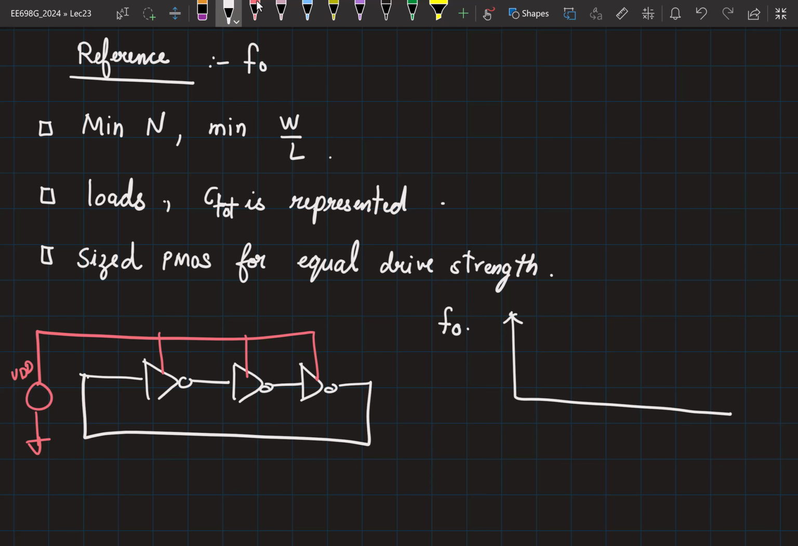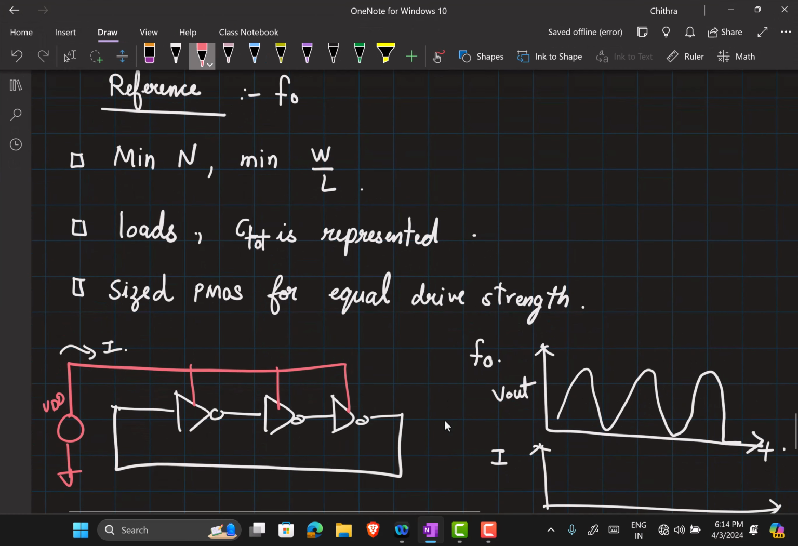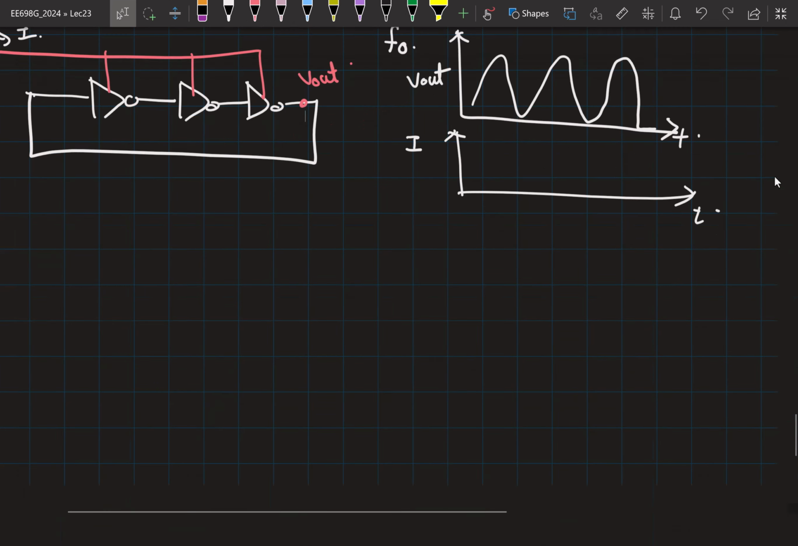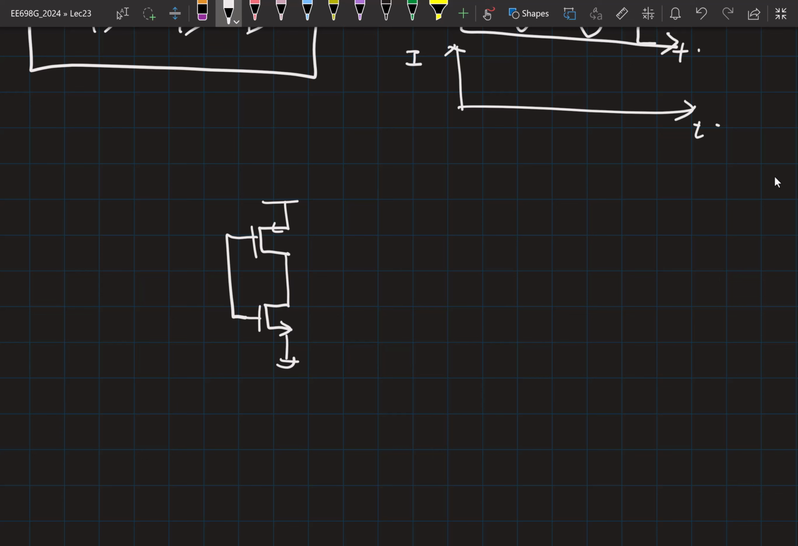So let's say your V out with respect to time looks like this. Right? Can you comment on how your current waveform is going to look like? Take a minute to think and answer. For now, I'll simply call this as my V out. So if you have an inverter, we are looking at the current being drawn from the supply, right? Let's say you have a capacitance here.